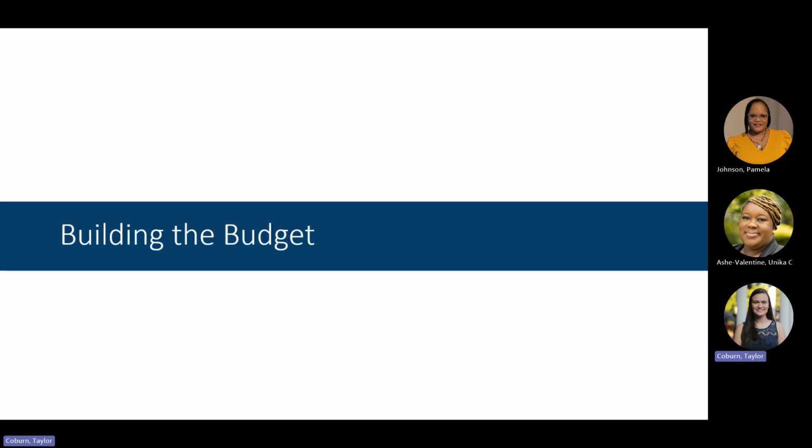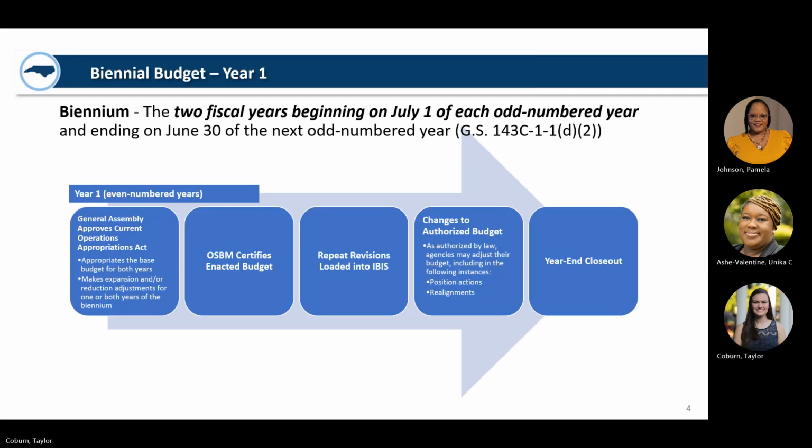Today, we'll start with how the budget is built and what makes up the amounts you'll see reflected in various budget reports. The state of North Carolina operates on a biennial budget cycle, which begins in July of odd-numbered years and ends in June of the next odd-numbered year. We are about to enter the first year of the biennium, which begins on July 1.